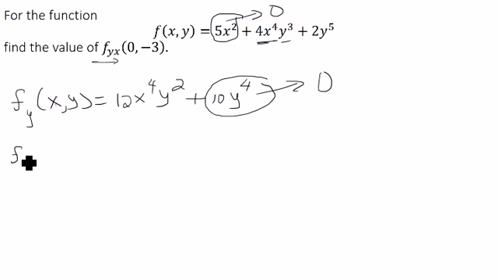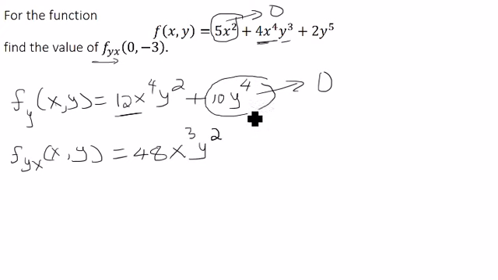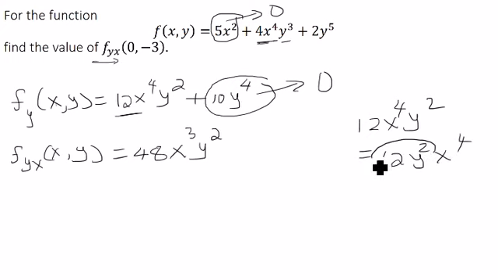So f sub yx of x comma y is going to be the derivative of the first term, which is 12x to the 4 y squared. 4 times 12 is 48, times x to the 4 minus 1, which is 3, and then y squared will stay back because 12x to the 4 y squared can be thought of as 12y squared times x to the 4, and this whole thing is a constant. So you're basically differentiating x to the 4, and that's 4x cubed, but that 4 and 12 multiplied together gave us 48. Okay, and then the second term is going to go to 0.